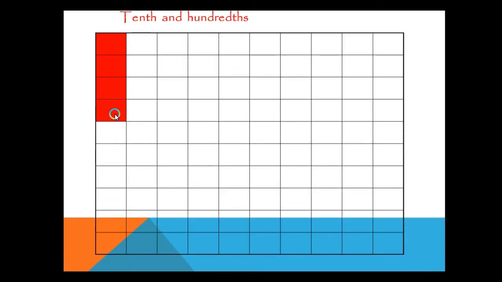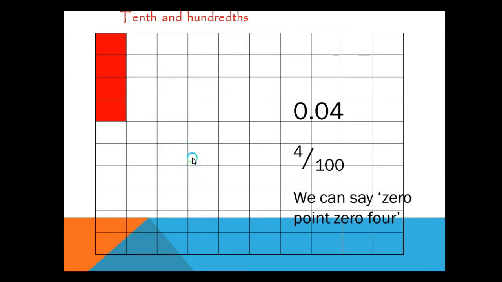Now all this box is 100. Now can you guess how many parts is shaded? How many parts is shaded? 1, 2, 3, 4. So you can write it as 4/100 or 0.04. Right, we can say 0.04.